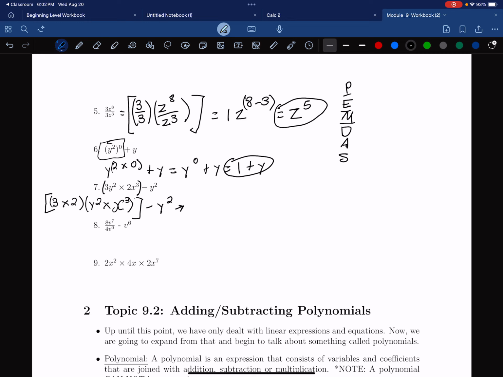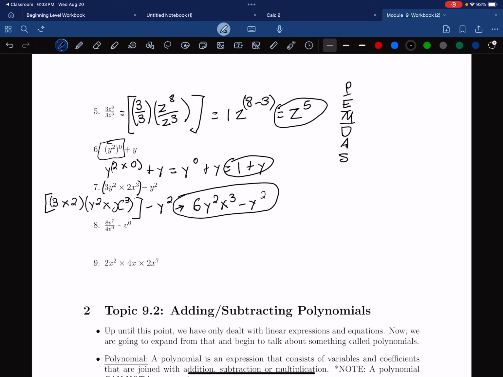So to simplify what we have in brackets here, 3 times 2 is 6, and then y squared times x cubed. Well, notice that this y and this x are our bases, but y and x are not the same thing. So we cannot combine these exponents. So this simply becomes 6y squared times x cubed. And then we have that minus y squared. Now here, this is actually going to be our final answer.